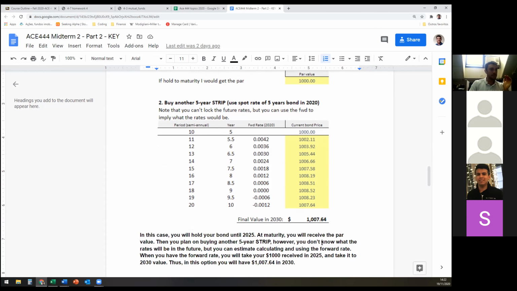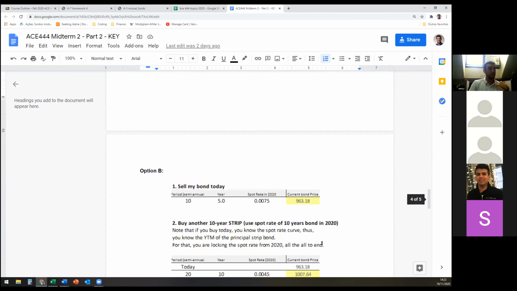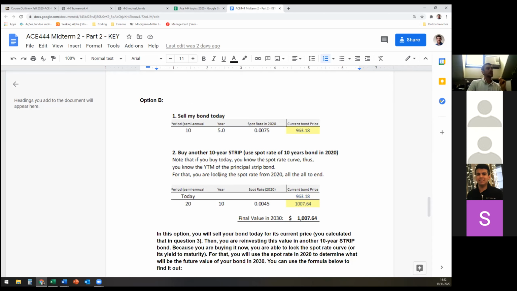Okay. Now let's look at option B. So you're gonna sell your bond today. So you pocket, yeah, definitely some capital gains here. So we have now the price, what the bond is worth right now, which you calculated in question 3, $963, right? And then you buy another 10-year strip. And the thing here, you can lock for sure the par rate if you buy that today, right?